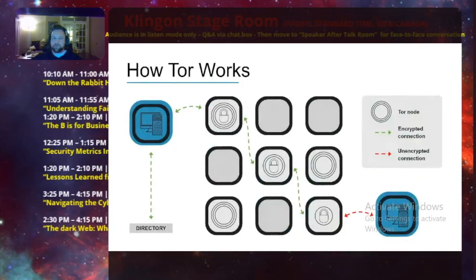So how does Tor work? Let me pull up my laser pointer and make sure you guys can see this. Sweet.